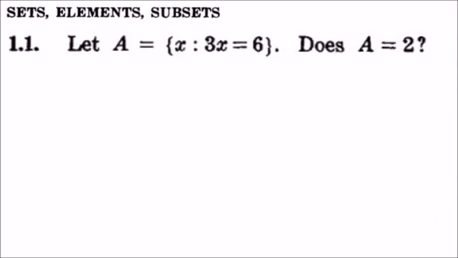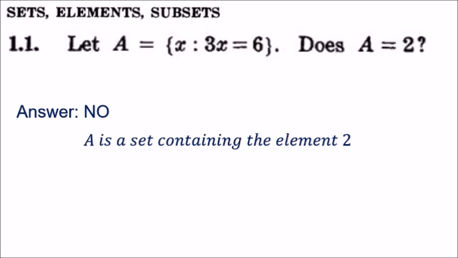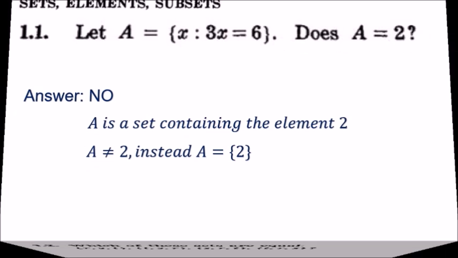Let's start with the problems on sets, elements, and subsets. So let's start with problem 1.1. Let set A equals {x such that 3x equals 6}. The question is, does A equal 2? Okay, the answer is of course no, because A here is a set containing the element 2, and A is not equal to 2. Instead, A equals the set containing one element, which is 2.